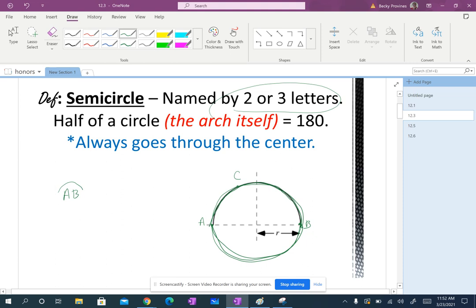It's not straight. Now, if I really wanted you to go across the top, I could do ACB, and that way you would know to go across this top. But they both mean the same thing. They all mean 180 degrees.